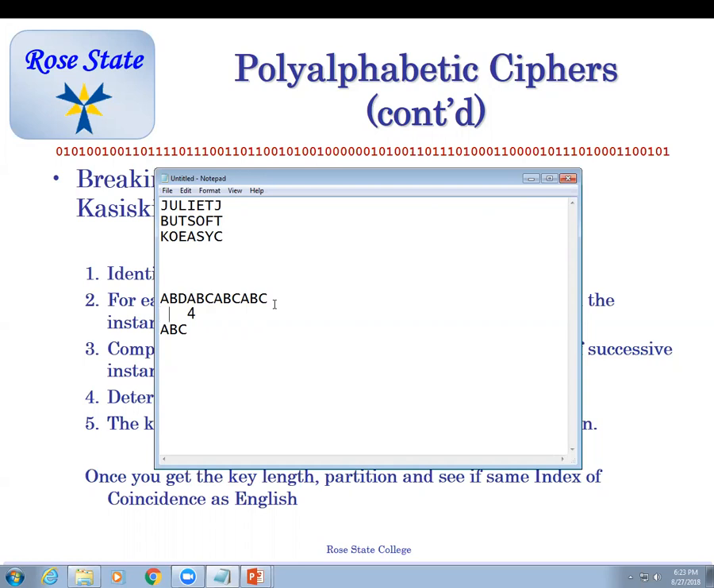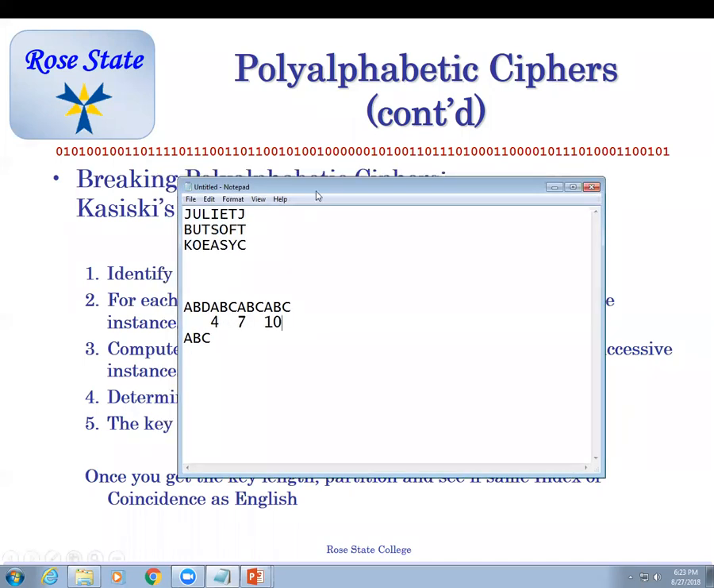Where'd my key go? So the next one starts at 7. Next one starts at 10. Y'all agree with that? So we found our repeating pattern of 3 or more. For each pattern, write down the starting position of the one. So we got a 4, a 7, and a 10. This math will probably not work out, by the way.